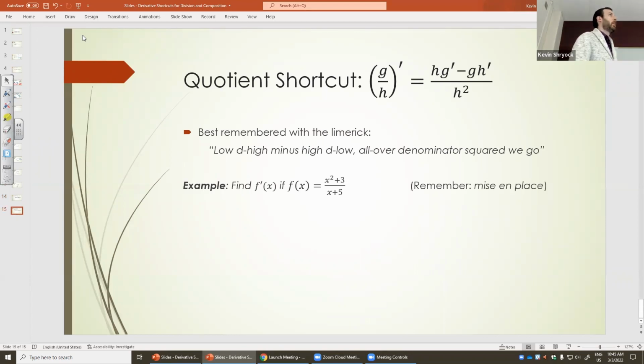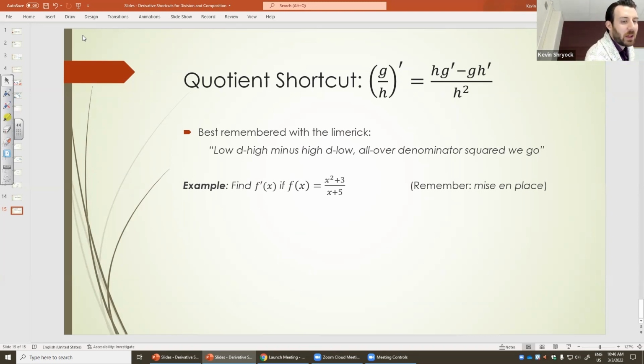Let's do an example. So here I have a function that is determined as a quotient of other functions. Again, big fan of this whole like mise en place idea. Let's get everything organized off to the side. We know we're going to have the derivatives of lots of things come into play. We know we're going to have the originals of lots of things come into play. Let's organize it all off to the side.